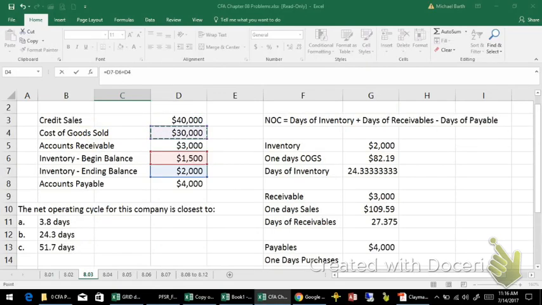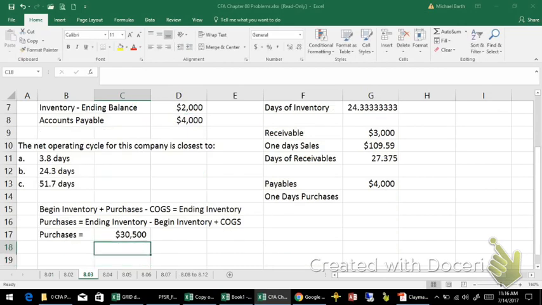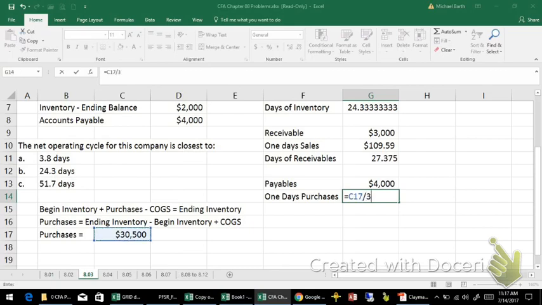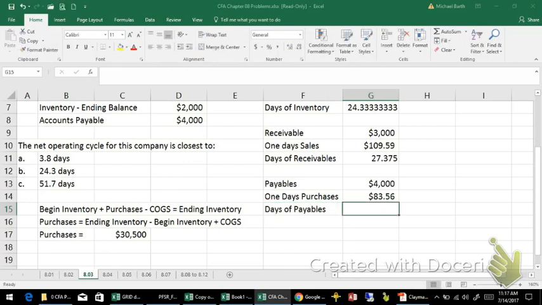All right, so purchases in this instance, $30,500. 1 day's purchases would be $30,500 divided by 365, and then my days of payables is then simply the 4,000 divided by how much I purchased per day. All right, and that's about 48 days.